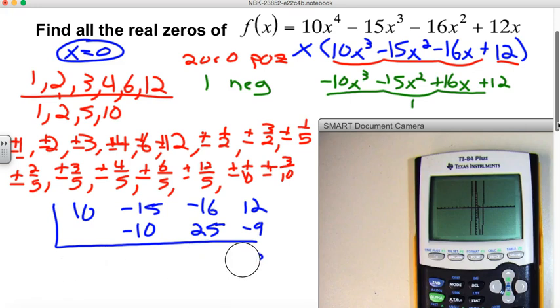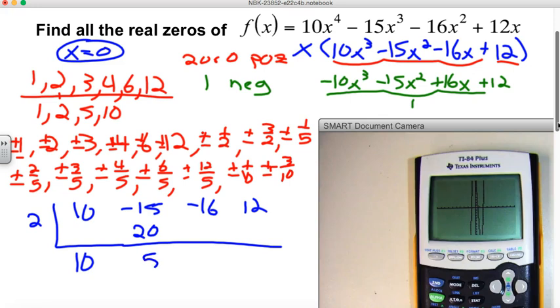You have to redo your synthetic division. Sometimes this happens. Sometimes we try it and it doesn't work. All right, so let's try +2. Bring down your 10. So it's 20 minus 15 is 5 times 2 is 10. Subtract your 16, and that's -6 times 2 is -12. 12 minus 12 gives us 0. Awesome. So there's one that works.